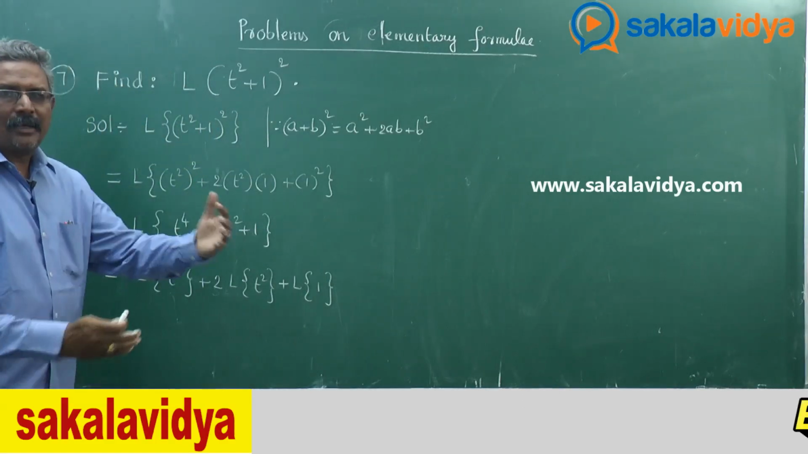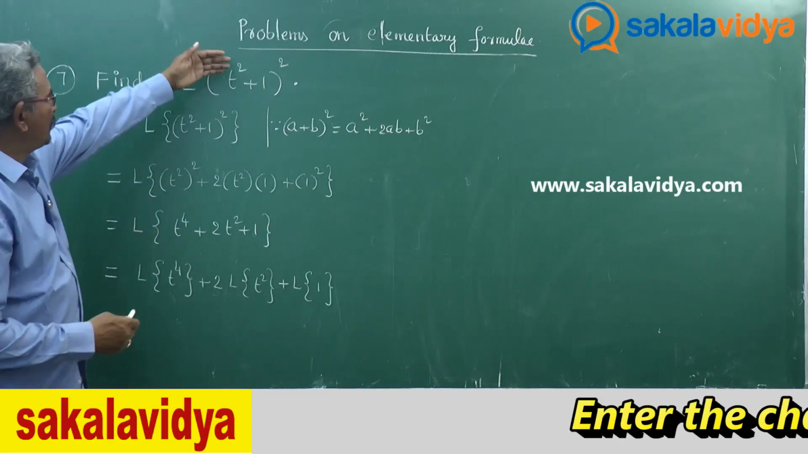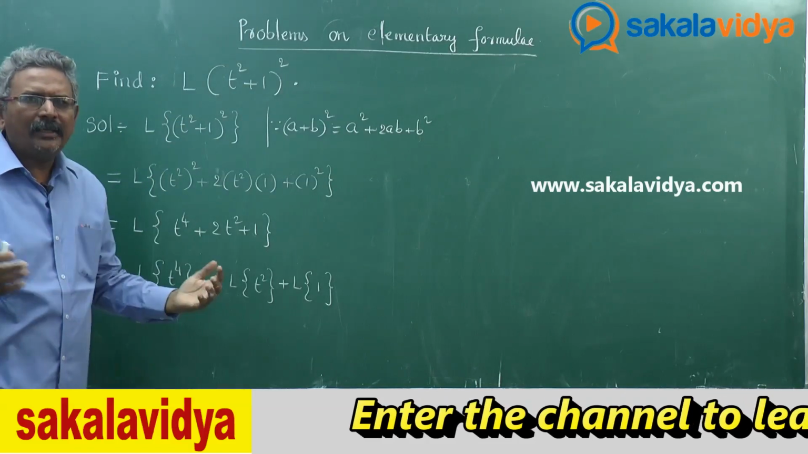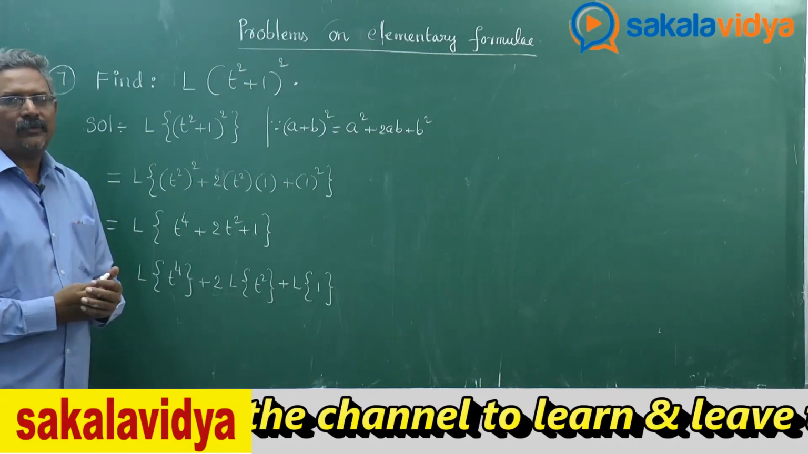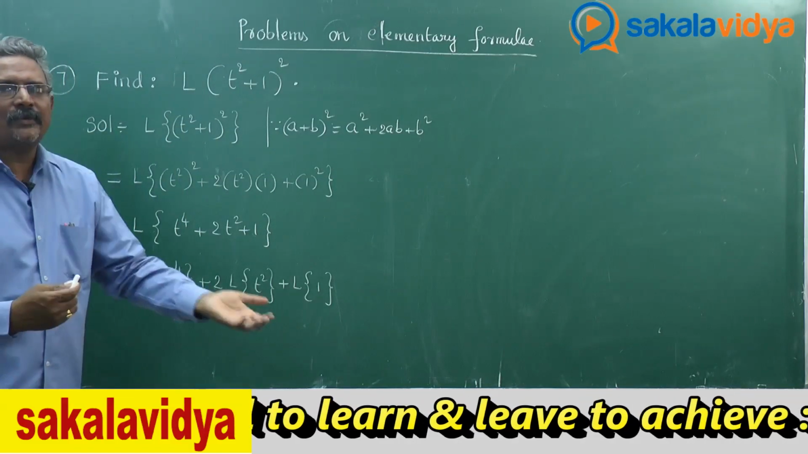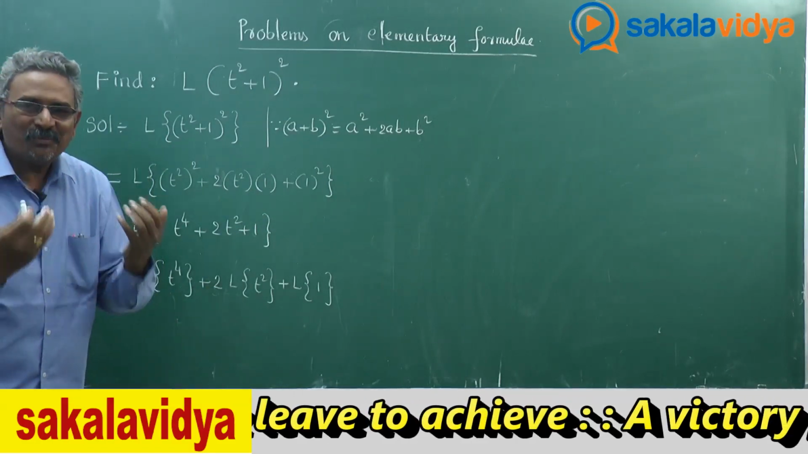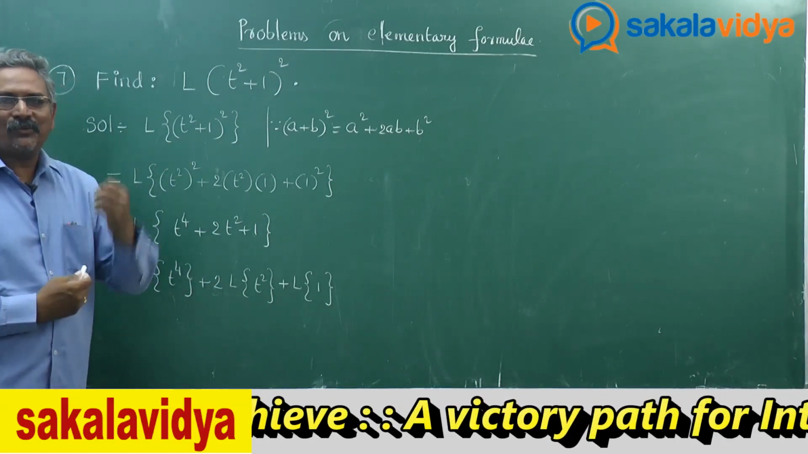Sometimes the question may be given like this also, (t square plus 1) whole cube. Don't worry, use the (a plus b) whole cube formula. Sometimes it may be given (t square minus 1) whole cube. No problem, you can apply the (a minus b) whole cube formula.